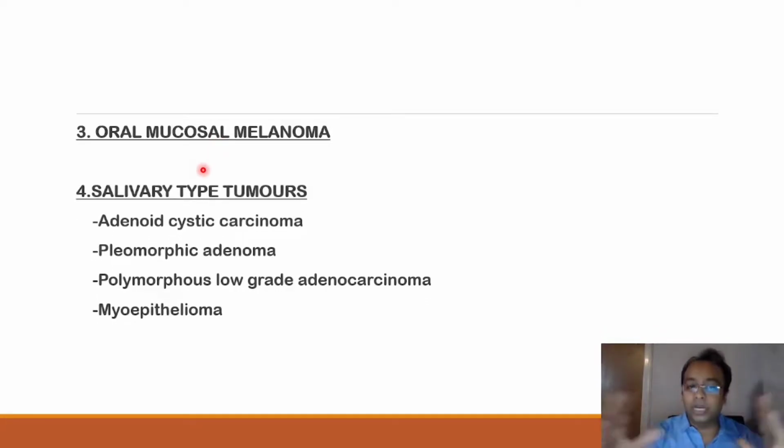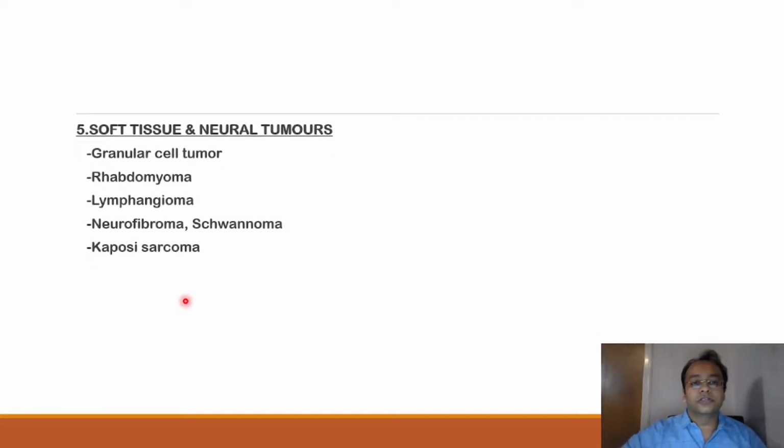Now, the third category is oral mucosal melanoma, a melanocytic tumor. The fourth category is salivary type of tumors like pleomorphic adenoma, mucoepidermoid carcinoma, adenoid cystic carcinoma, polymorphous low-grade adenocarcinoma or the myoepithelioma. The fifth category is soft tissue or neural tumor. Soft tissue tumor examples are rhabdomyoma, which is a muscle forming tumor, granular cell tumor, then lymphangioma.